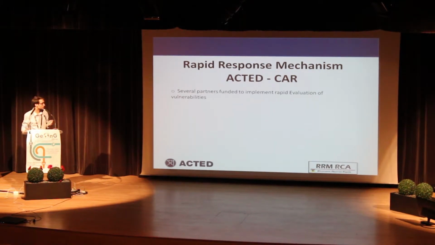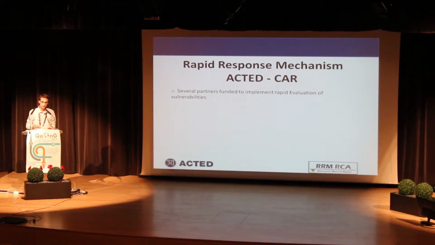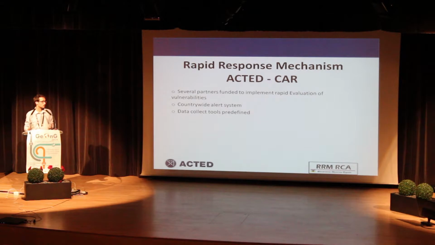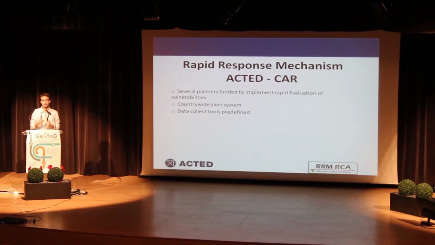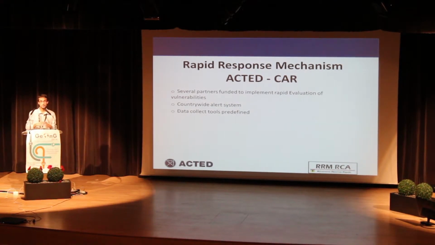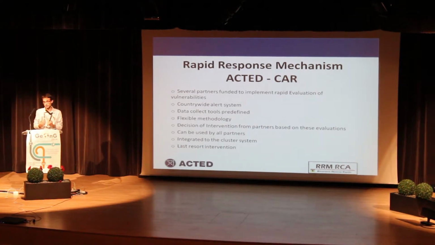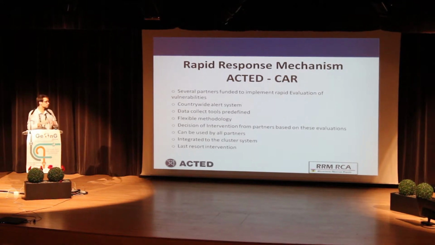So, just to explain briefly the Rapid Response Mechanism program, several partners around Central Africa are funded to implement rapid evaluation of vulnerabilities. They use a countrywide alert system to get the first information and to launch the evaluation. They all use the same data collection tools that are predefined and discussed between all the partners and with the whole international community. The methodology of collection of data and the way they choose to intervene is flexible. Every NGO can do it their way, but the tool remains the same.